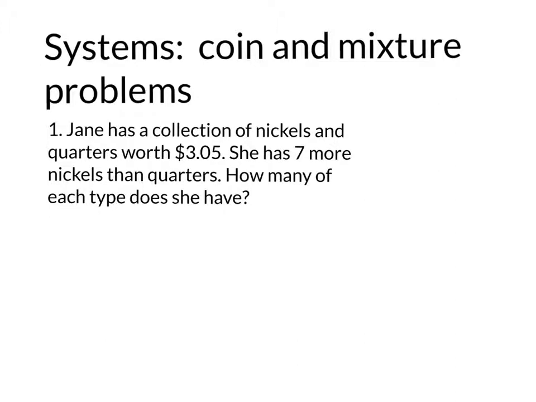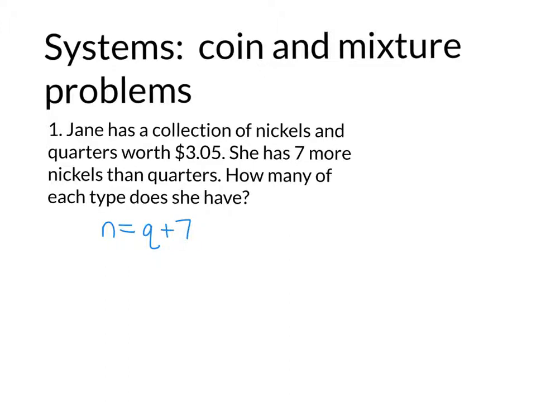Jane has a collection of nickels and quarters worth $3.05. She has 7 more nickels than quarters. How many of each type does she have? Well, I'm going to let N be the number of nickels, and I'm going to let Q be the number of quarters. So first off, we know that she has 7 more nickels than quarters. So 7 more nickels than quarters means that the number of nickels has to be Q plus 7. The number of nickels is the number of quarters plus 7.